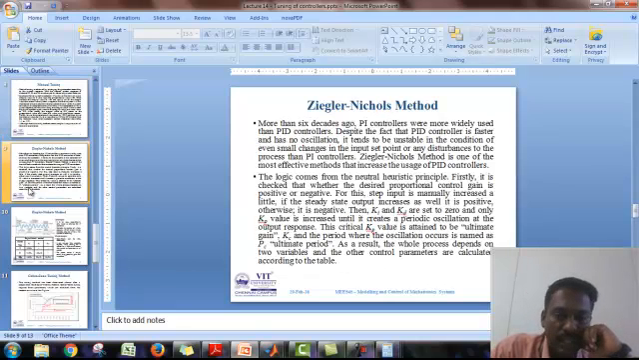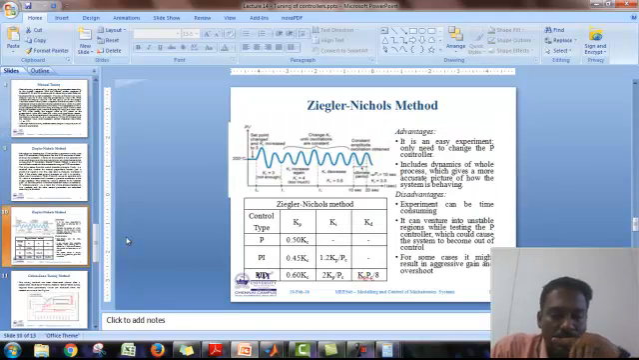But coming to the next method, the Ziegler-Nichols method, we have to know the Kc value. Once you find the Kc value and Pc value, the Kc is the critical value and Pc is the ultimate period time, you can find the corresponding proportional gains, and if you apply these gains, you can find whether the system is stable or not. We can check this thing.